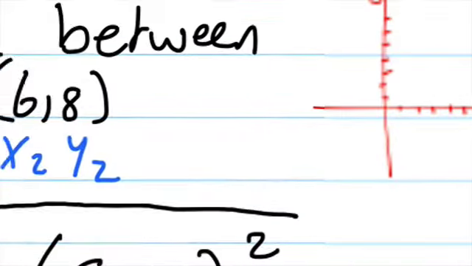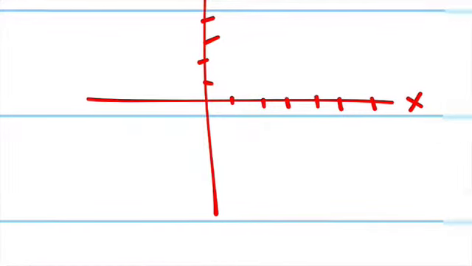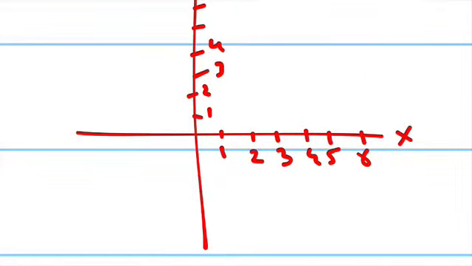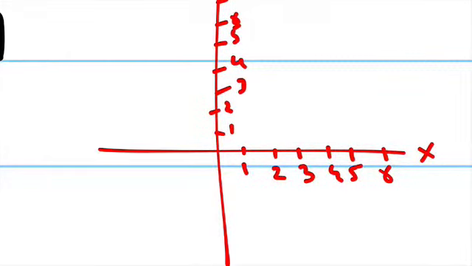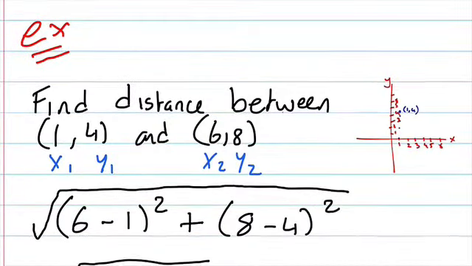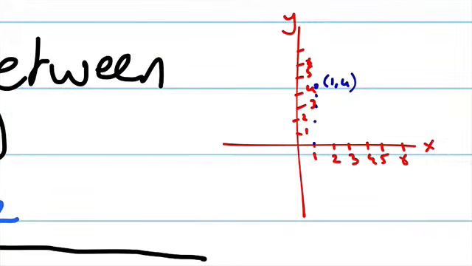Let me draw the first point, 1, 4. It means you always do the x's first. So that's 1, 2, 3, 4, 5, 6. So what you do is you go out to 1, and up to 4. That's where 1, 4 will be. The next one will be 6 and 8. So you go out to 6, and up as far as 8. So that will be 6, 8. You always do the x one first. You know what I mean?